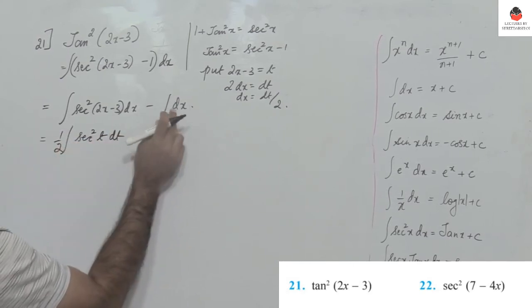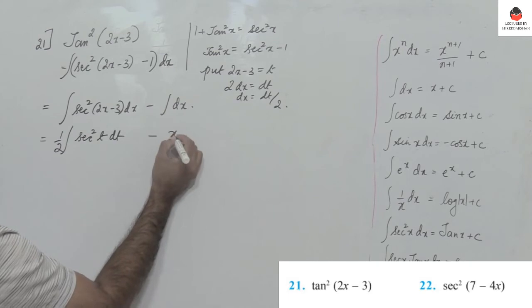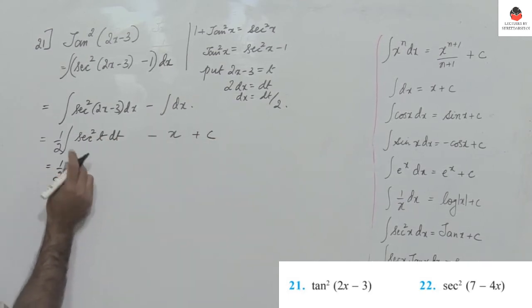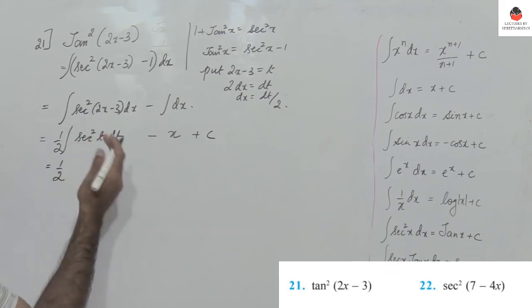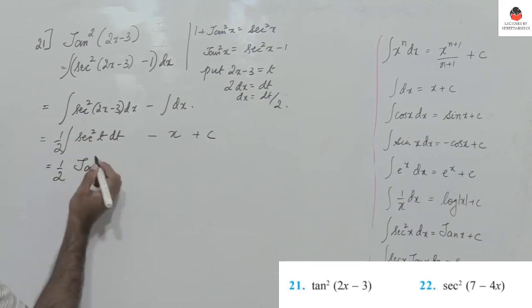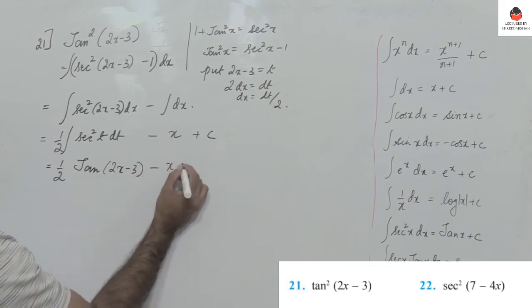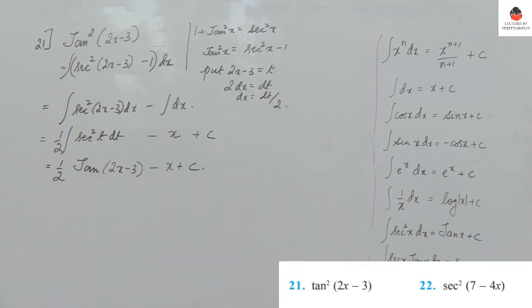And what is integral dx? It is nothing but x, right? Plus c. So you have 1 by 2. What is integral secant square t? It is tan t. So tan, what is t? It is 2x minus 3 minus x plus c. So this is the answer.